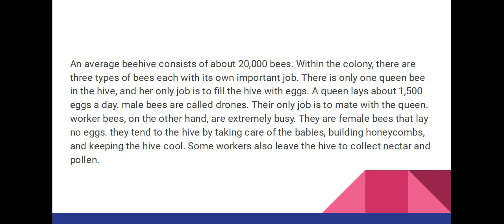An average beehive consists of about 20,000 bees within the colony. There are 3 types of bees, each with its own important job. There's only one queen bee in the hive, and her only job is to fill the hive with eggs. A queen lays about 1,500 eggs a day. Male bees are called drones. Their only job is to mate with the queen.